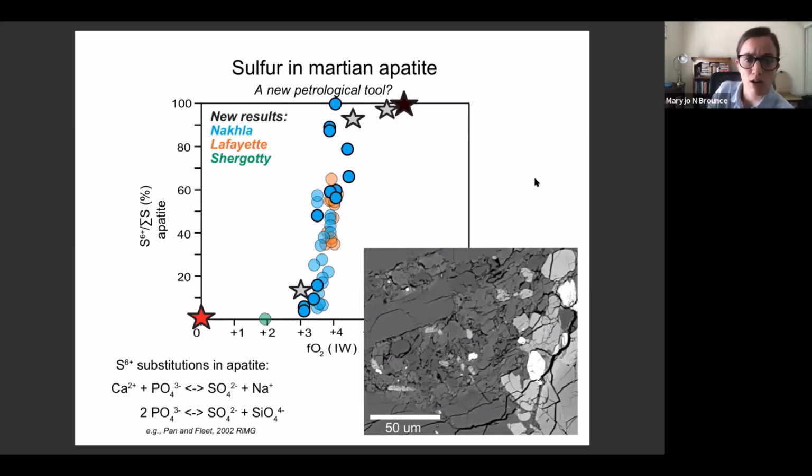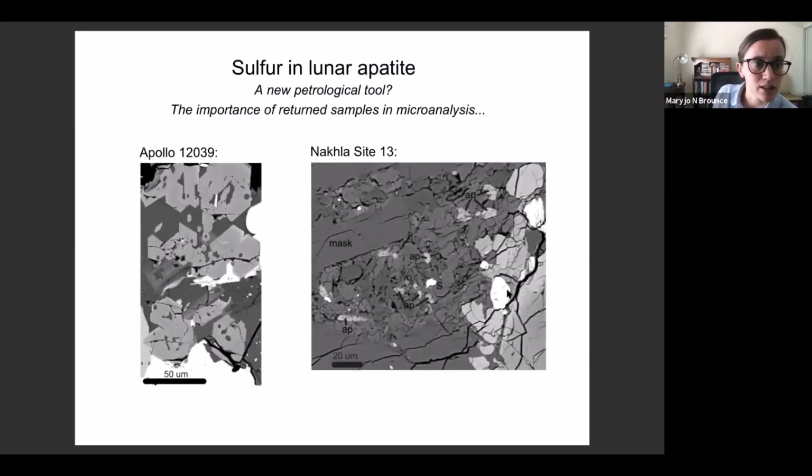Just real quick, I'll point out that this is what the Nakhlite meteorite looks like. It's a highly fractured rock. The apatites are these teeny tiny medium gray grains embedded in the rock. I'll compare that directly to the Apollo rock and point out the importance of returned samples in microanalysis: as we get these focused beams, 2 by 2 microns, even smaller, we're able to interrogate isotopes and oxidation states and abundances of very low abundance elements.